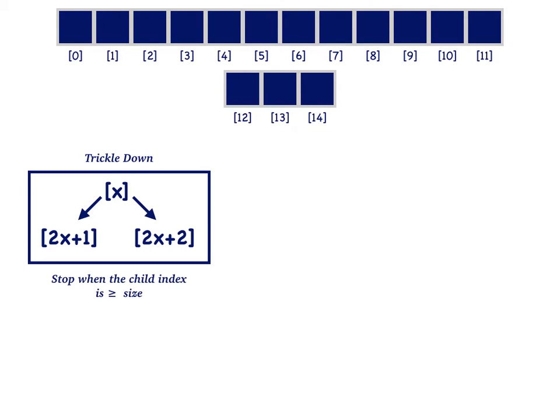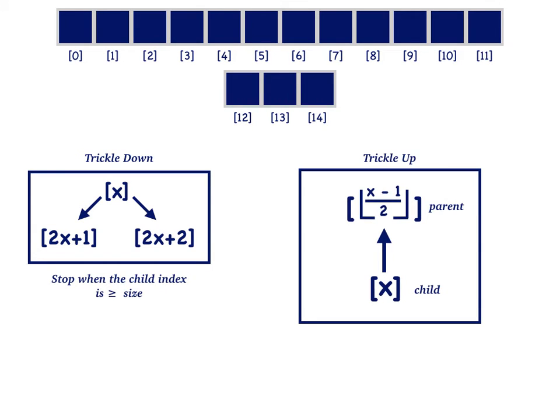Now for insertions, when you're inserting a node and you need to trickle up, the formula for determining the parent node is (x minus 1) divided by 2 passed to the floor function. And you stop trickling up either when a violation is no longer occurring or when the child index equals 0, indicating that we're now at the root.